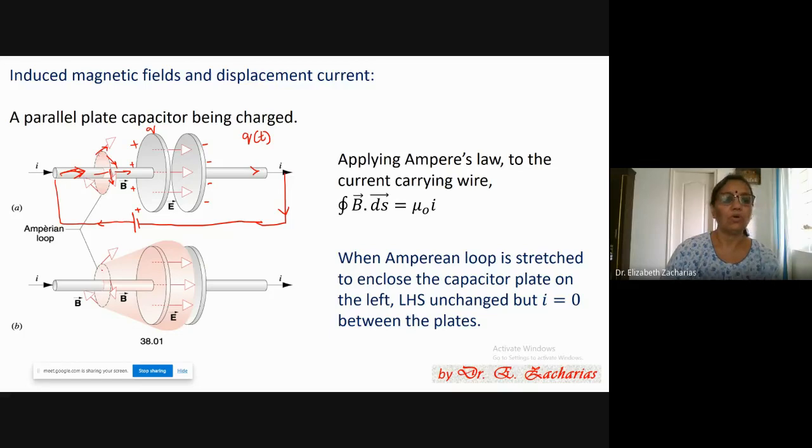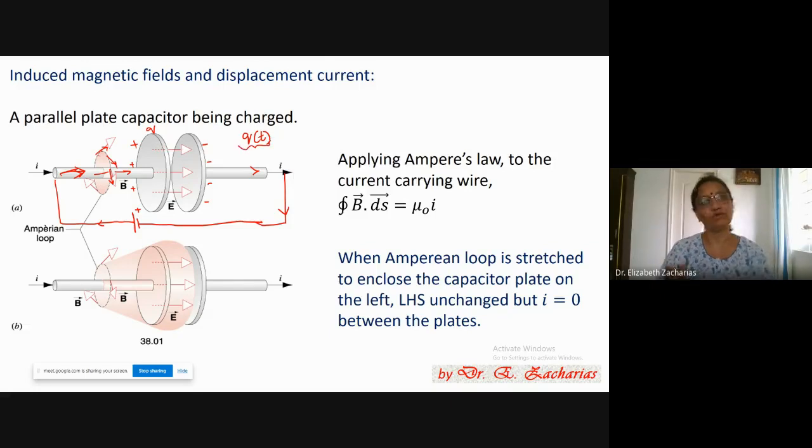Now, we'll keep the loop as it is. And before we do something, I want to go back to my plates again. I'll go back to the plates. I said charge is being built as a function of time.